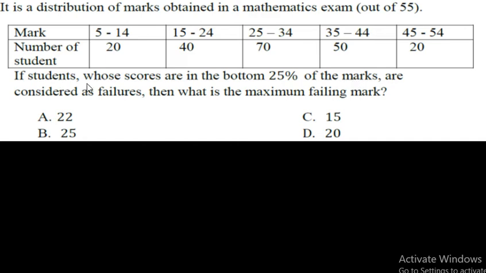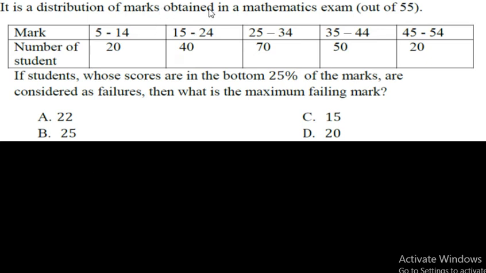If students whose scores are in the bottom 25% of the marks are considered as failures, then what is the maximum failing mark? The bottom 25% means it is the first quartile. Quartile means dividing the whole into 4 parts. That means the first part will be the lower 25%. So the bottom 25% will be failure, and we are asked for the maximum failing mark. That means we are asked to find the first quartile. We have to be systematic and think that.